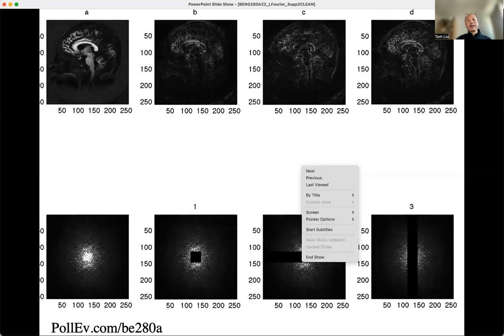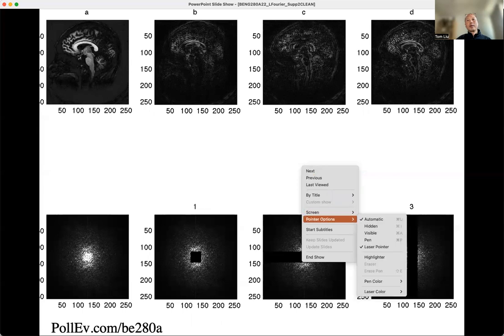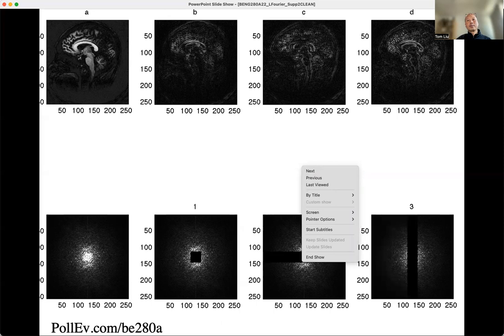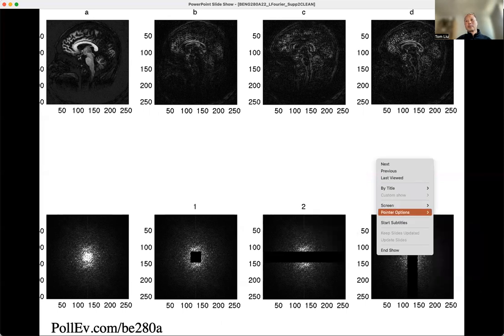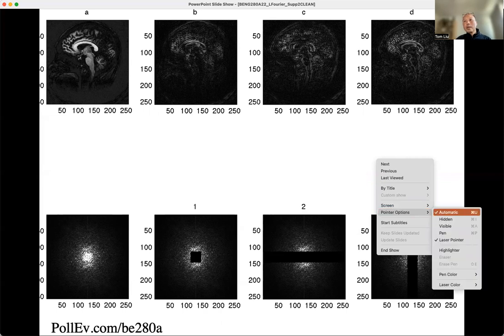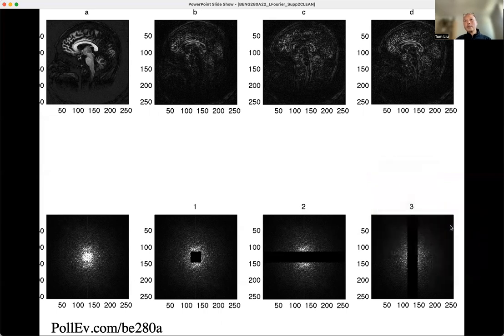Okay, so what we're going to do now is, let's see, pointer options. Whoops, what happened to my pointer? Uh-oh, lost my pointer. Hold on just a minute. Where is my pointer? So I can escape out of that. All right, let's try that again. Pointer options. Visible, okay.